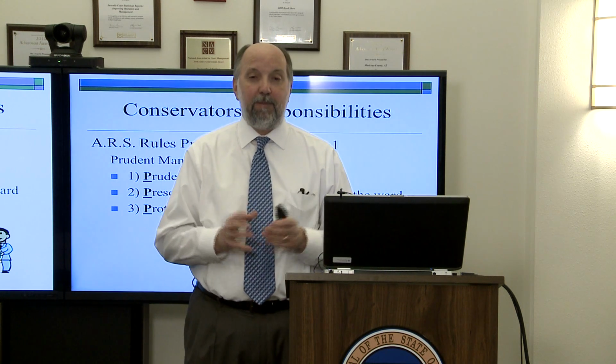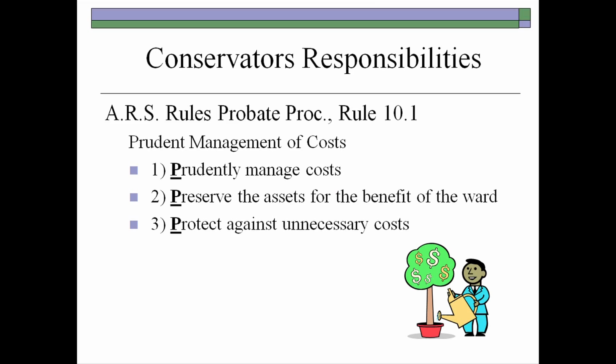A conservator's responsibilities can be found in several places, most notably Probate Procedure Rule 10.1. We talk about the 3 Ps. A conservator is required to prudently manage costs associated with the conservatorship. Preserve the assets for the benefit of the ward or the protected person, as we call them. And protect against unnecessary costs that the conservatorship would incur.